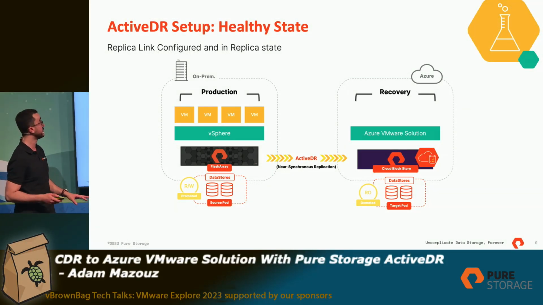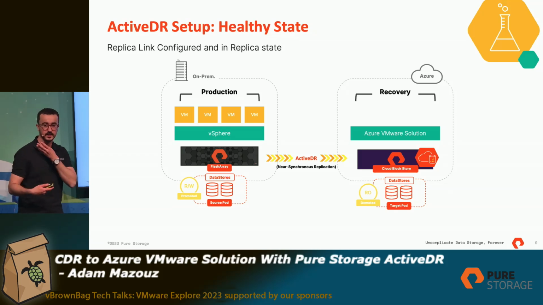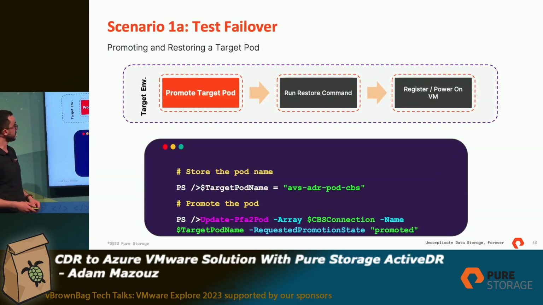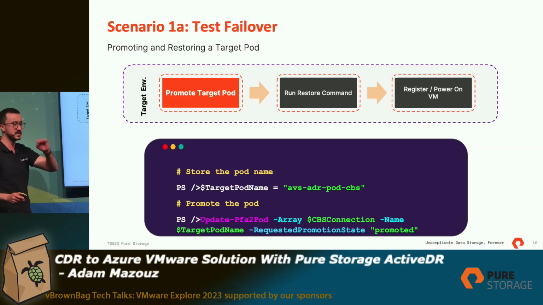All right, the next thing I want to do here, so this is my healthy state of my environment. What if I want to test this replication, or test my VMs if they can be failed over to my target? The first thing I want to do, very easy, 3 steps.